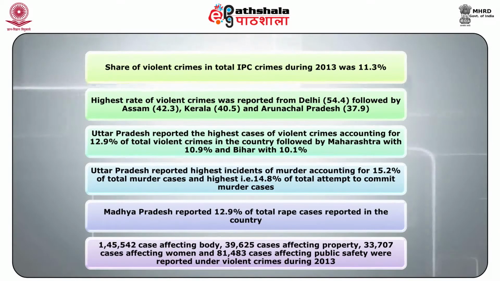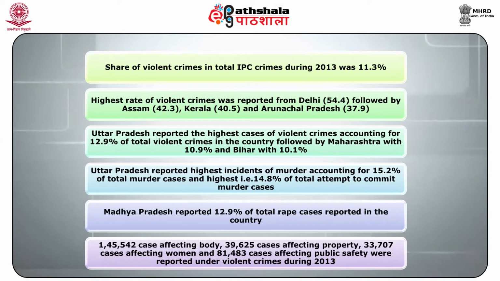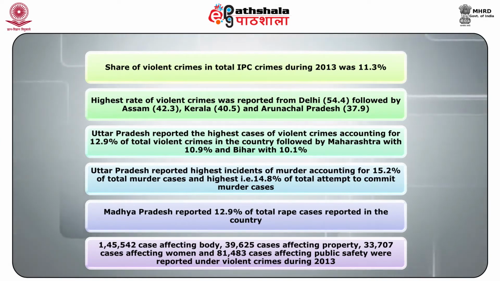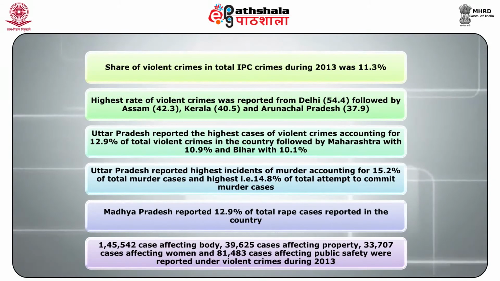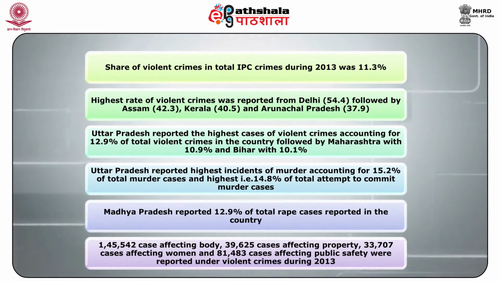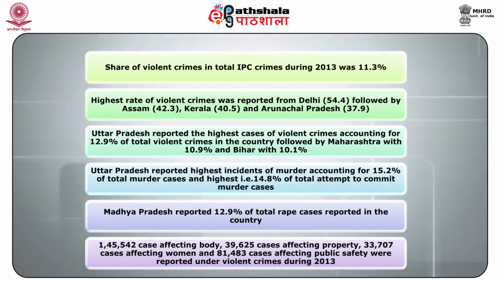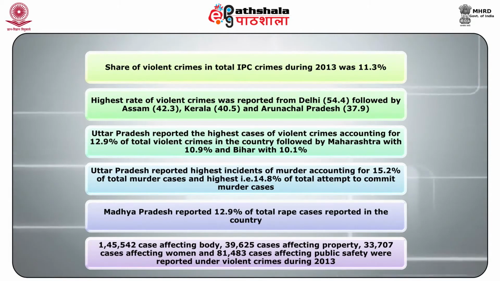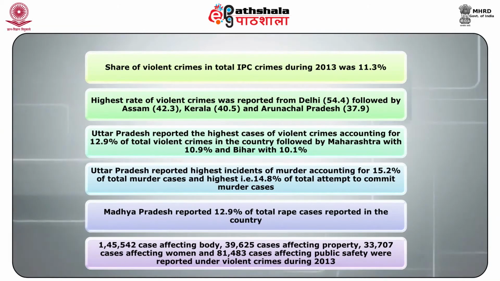Uttar Pradesh, with 38,779 cases, reported the highest cases of violent crimes, accounting for 12.9% of total violent crimes in the country, followed by Maharashtra with 10.9%, which is 32,815 cases, and Bihar with 10.1%, which is 30,213 cases. Again, Uttar Pradesh reported the highest incidence of murder, accounting for 15.2%, which is 5,047 out of 33,201 cases of total murder cases, and the highest, that is 14.8%, 5,259 out of 35,417 of total attempt to commit murder cases in the country.